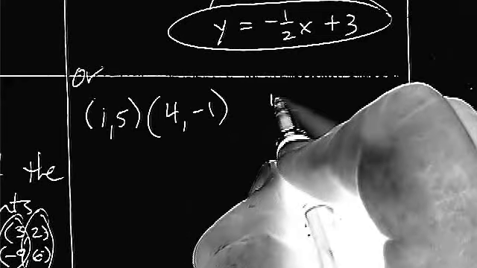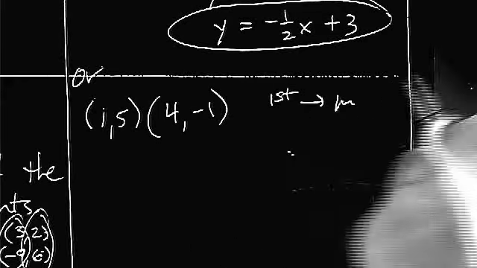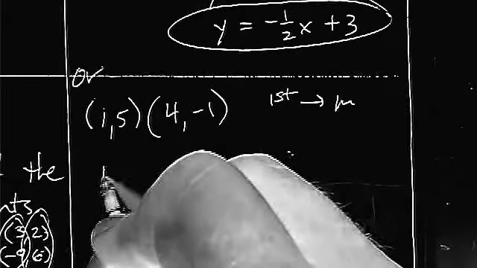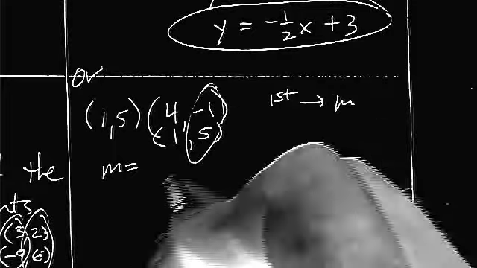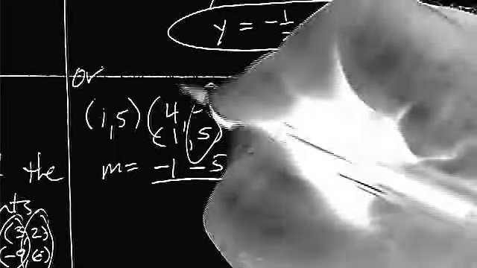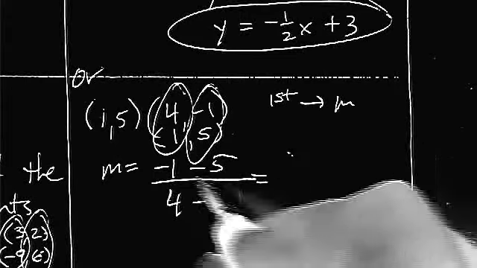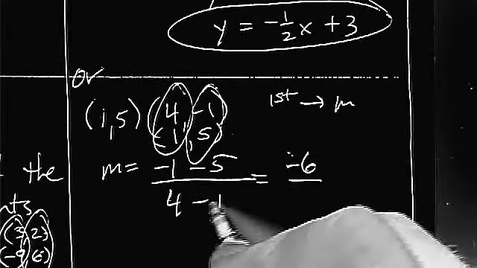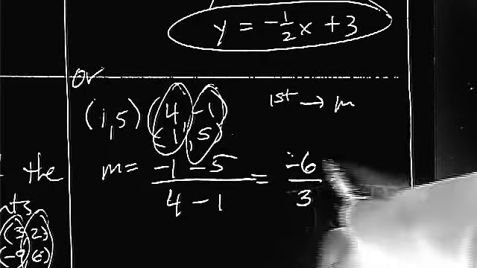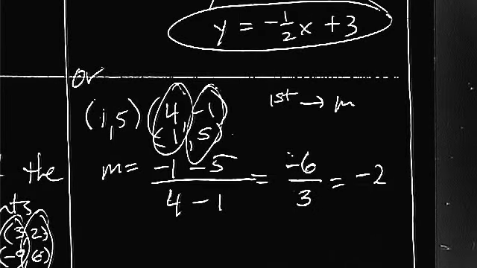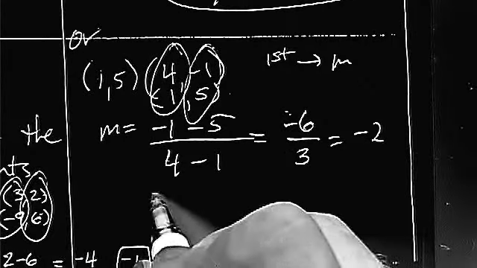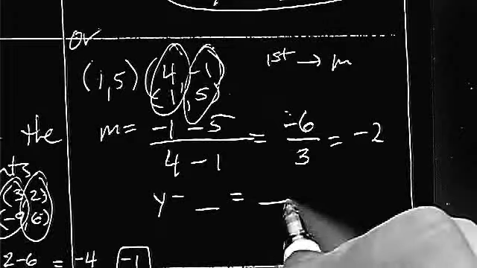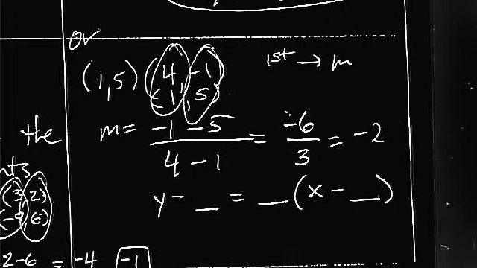Well, first you want to find the slope, right? So m is equal to, here I'll write the other one underneath, and we'll use our negative 1 minus 5 over 4 minus 1. And negative 1 minus 5 is negative 6. And 4 minus 1 is 3. So we have negative 6 over 3, which happens to be negative 2. So there's our slope.